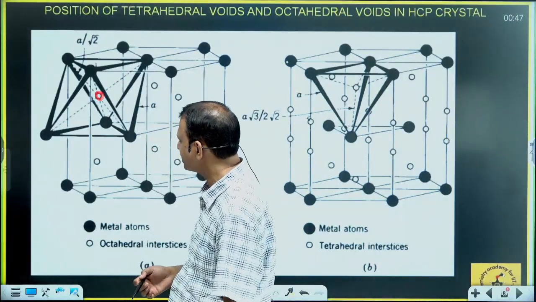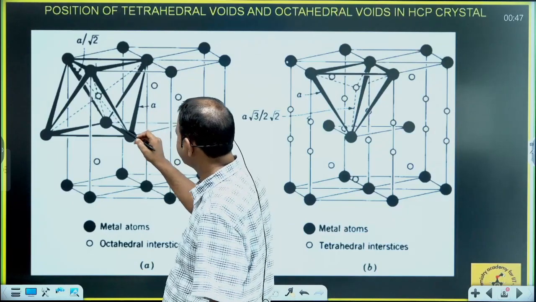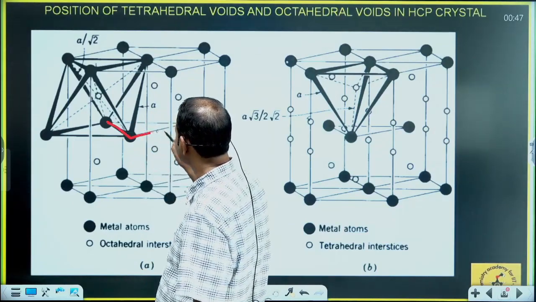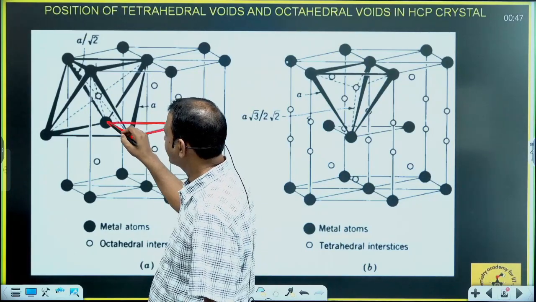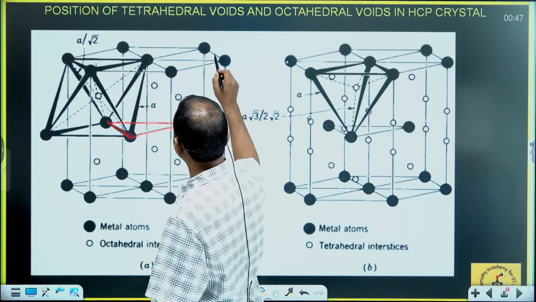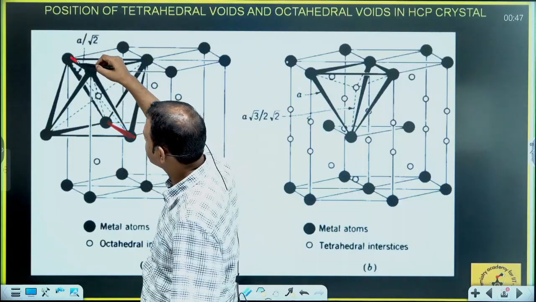How can we explain it? Look here, of the 3 atoms inside, I am taking one edge. I am taking this edge, right? And in this regular hexagon I am taking this edge.